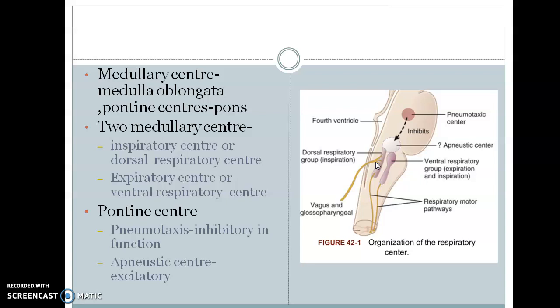In quiet breathing, normally when we are sitting quietly, the breathing time is 2 seconds for inspiration and 3 seconds for expiration. That is the basic rhythm. At the beginning of the inspiration, the inspiratory center becomes active for 2 seconds. It stimulates the inspiratory muscles and causes inspiration. After 2 seconds, it becomes inactive for 3 seconds. This is the relaxation of the inspiratory muscle and causes expiration. Again, it becomes active for the next inspiration. This turning on and off of the inspiratory center is controlled by the pneumotaxic center.